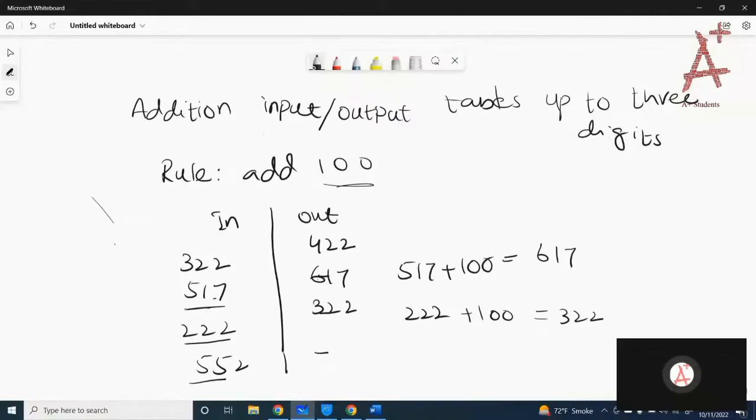And for the last one, the input value is 552. Just add 100 to 552. It would be 652. Got it? If you have any problem, any question, you can write the question in the live chat button. I will answer your question. Got it?